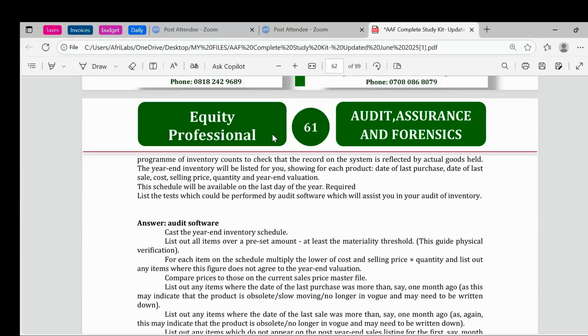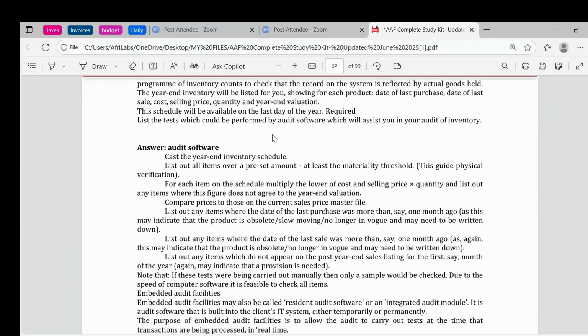What are we using? What are we using to audit inventory? We already asked in this class now. SOFP. Okay, no problem.